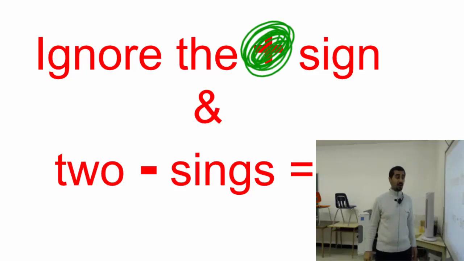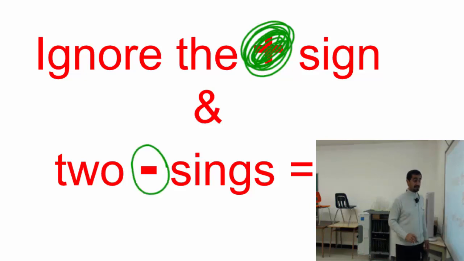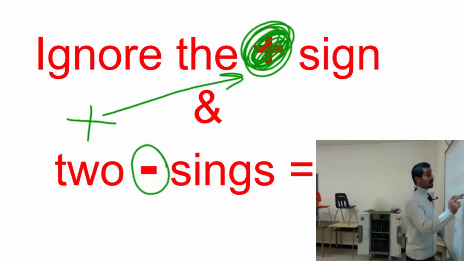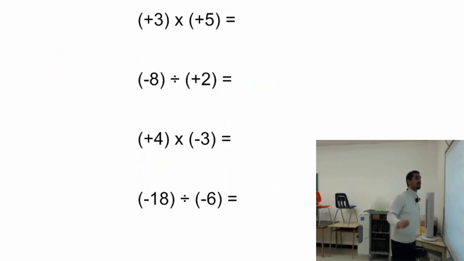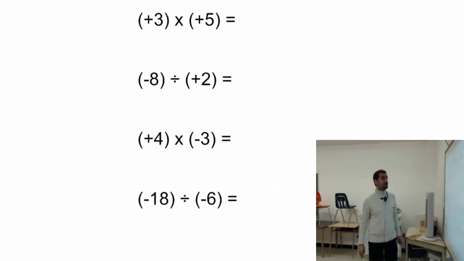That's rule number one. Rule number two: if you see two negative signs, two of them will give you the positive sign. And as I mentioned, if that happens, ignore the plus sign. So if you get the plus sign, ignore that. So let's just do an example. You will understand much better. Let's look at the first question.